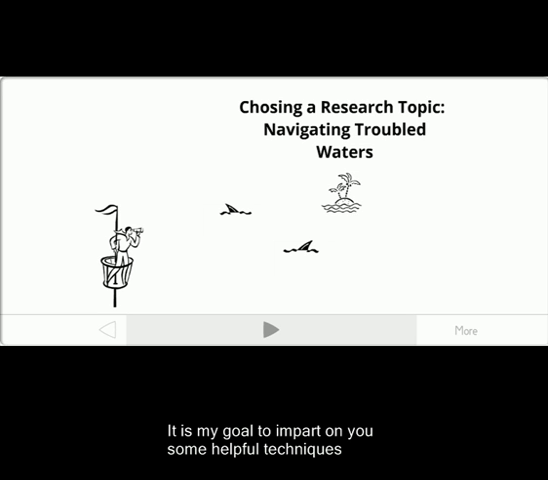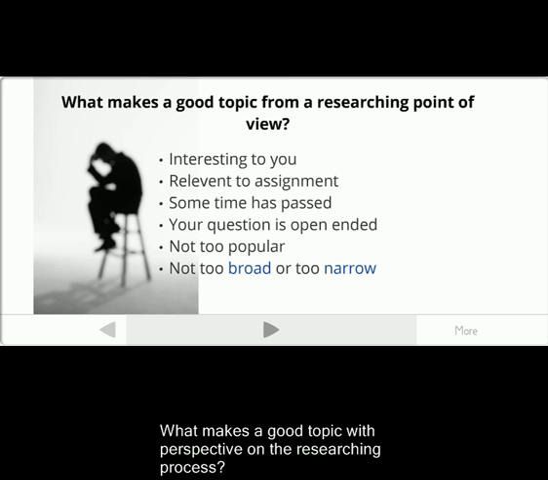It is my goal to impart on you some helpful techniques and tips to make this part of the research process easier for you. What makes a good topic with perspective on the researching process?